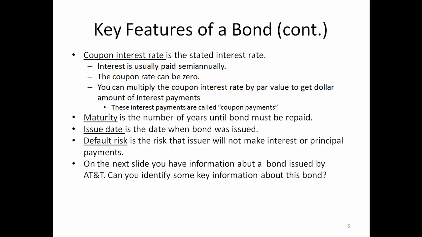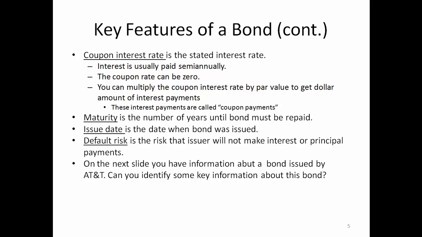Coupon interest rate is the stated interest rate. Interest is usually paid semi-annually. This coupon interest rate can be zero. You multiply the coupon interest rate by the par value to get the dollar amount of interest payments. These interest payments are called the coupon payments. Maturity is the number of years until the bond must be repaid. Issue date is the date when the bond was issued. Default risk is the risk that issuers will not make interest or principal payments.